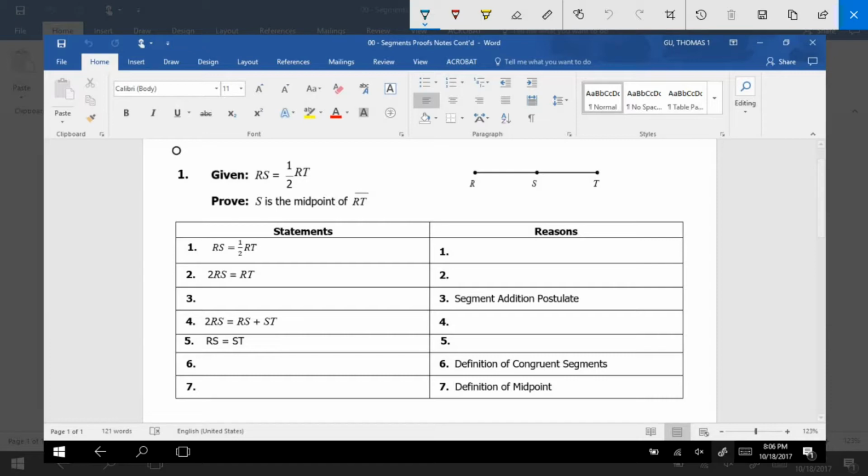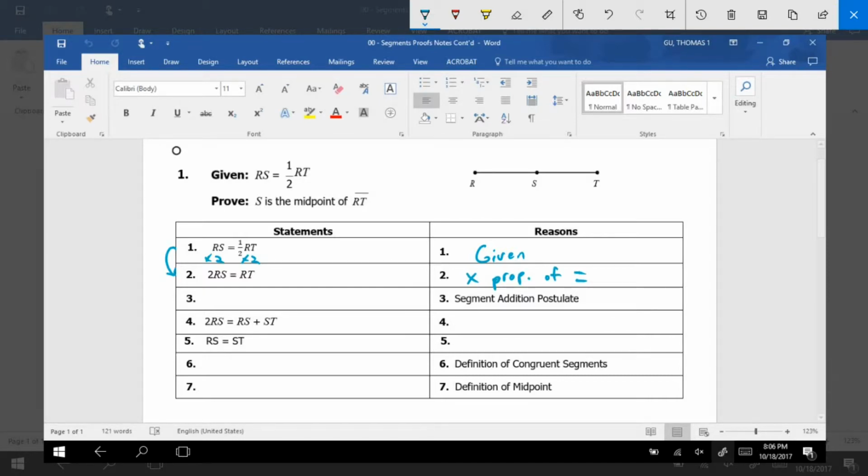Number 1. So at the top you can see that in blank number 1 it says RS equals 1/2 RT. That is given to us right here. So our reason, we're going to be writing given. All right, number 2. How do we go from RS equals 1/2 RT to 2 RS equals 1 RT? We multiply both sides by 2. And so there we use the multiplication property of equality.